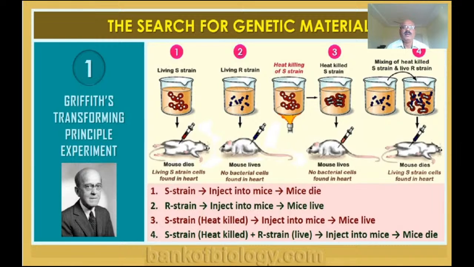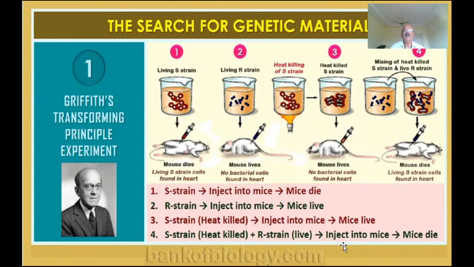In another experiment, heat-killed S strain and live R strain were injected into mice together, and the mice died. You see in this experiment, the heat-killed S strain alone does not cause disease, and the live R strain alone does not cause disease. When these two are together, now it causes disease. So this is the important point in this experiment.